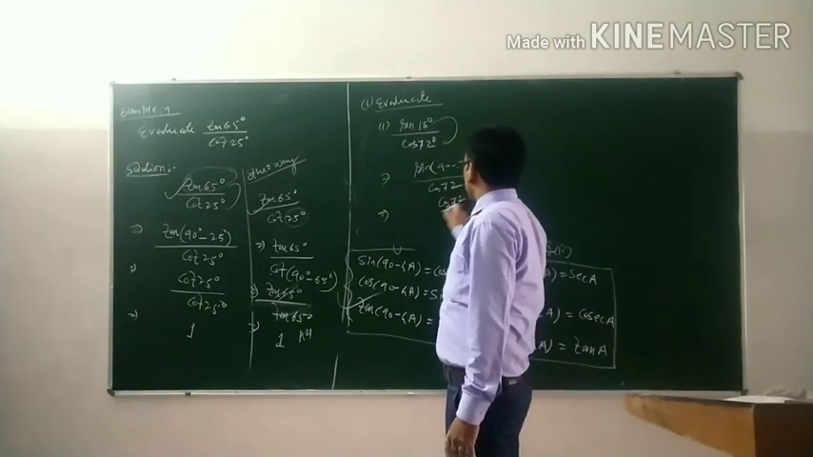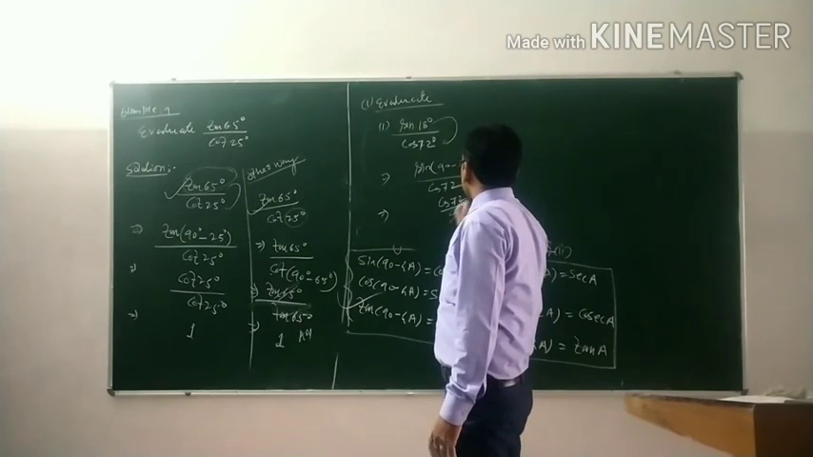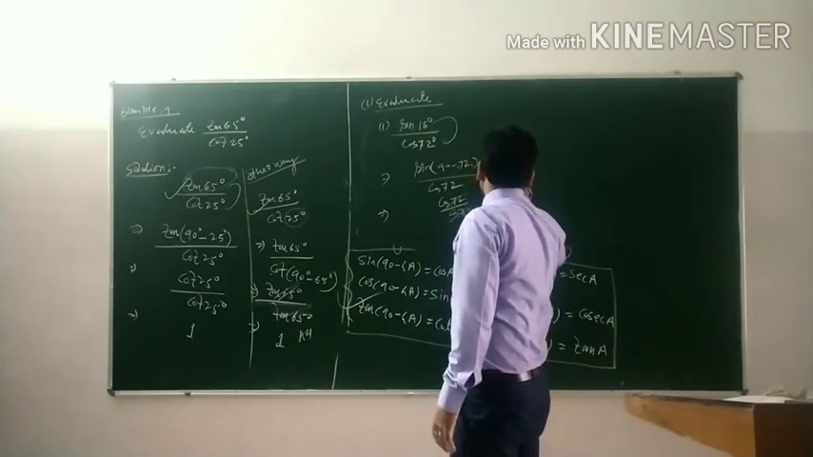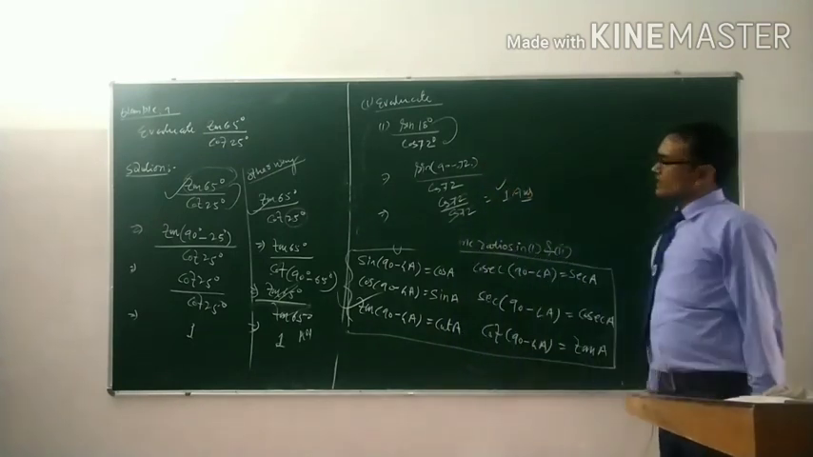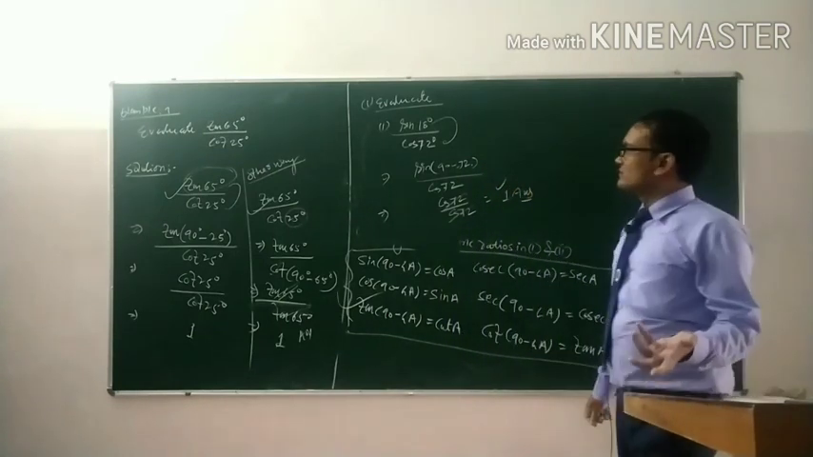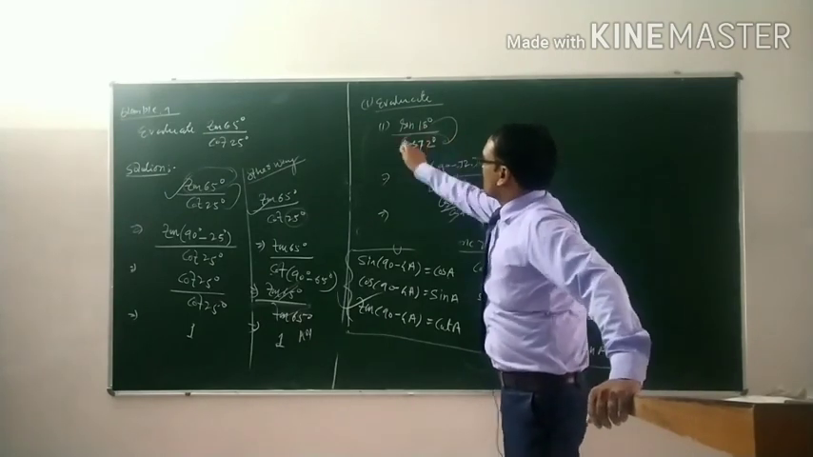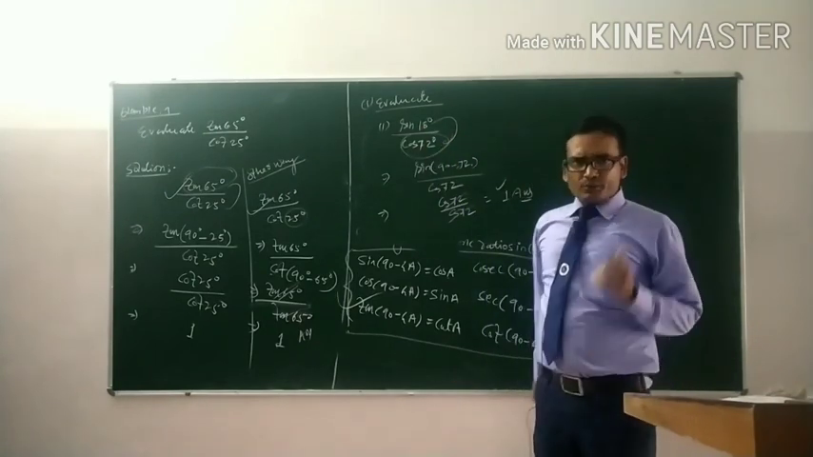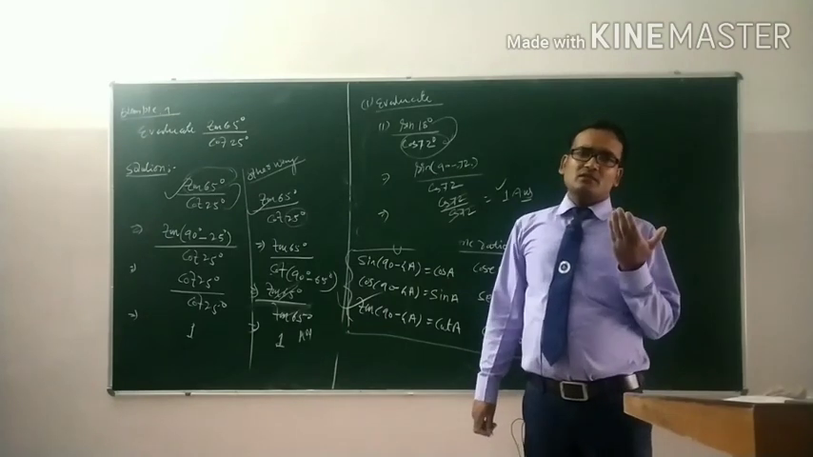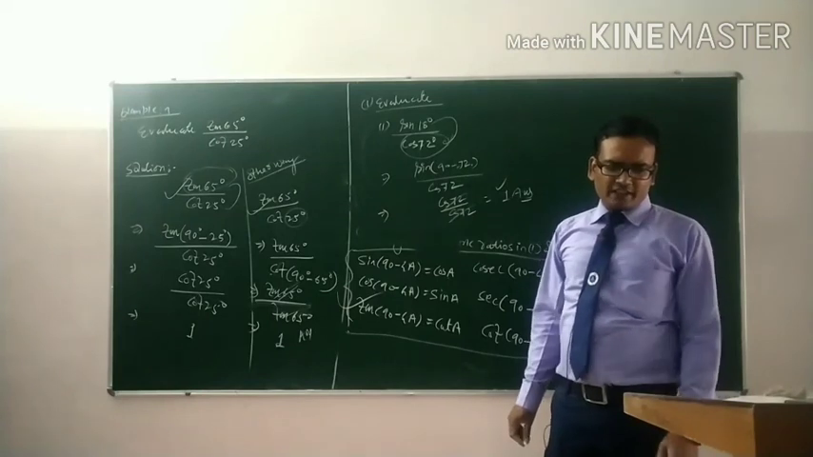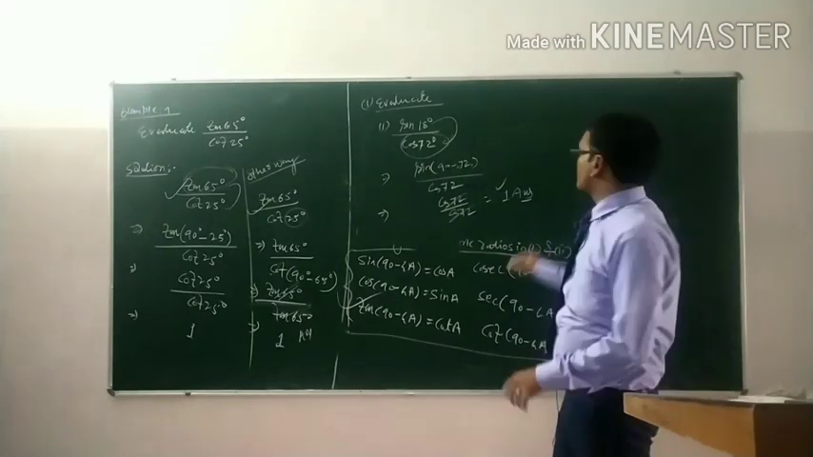Cos 72 upon cos 72, this will be cancelled. Your answer is 1. Also you can solve by changing cos 72 into sin 18, then our answer will be 1. Okay students, let us move to the next part of this question.